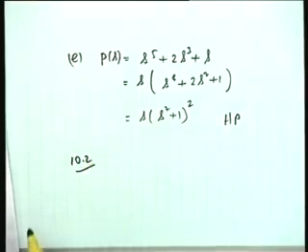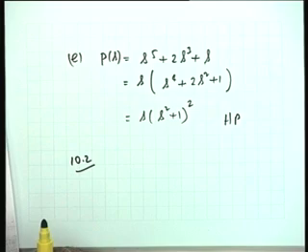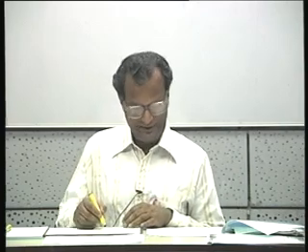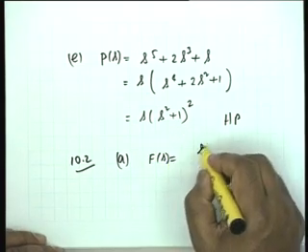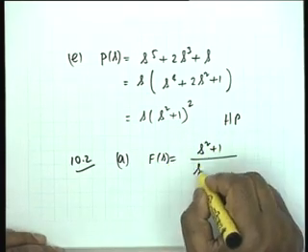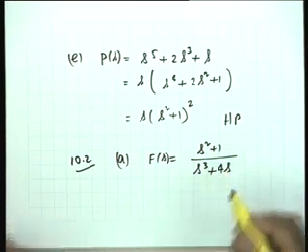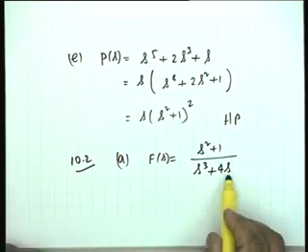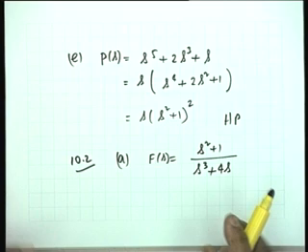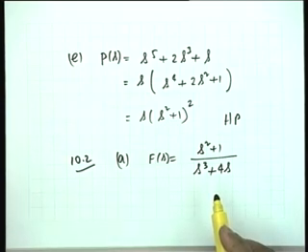Problem 10.2 says determine whether the following functions are PR. For the functions with the denominator already factored, perform a partial fraction expansion first. Alright, for example, A: the function is f of s equal to (s^2 plus 1) divided by (s^3 plus 4s). It says determine whether this function is PR or not. For these functions with the denominator already factored, well, this is also approximately factored, because you know s is a factor, then s^2 plus 4.